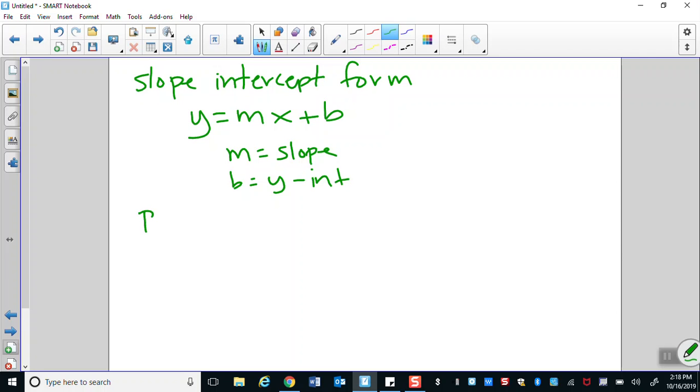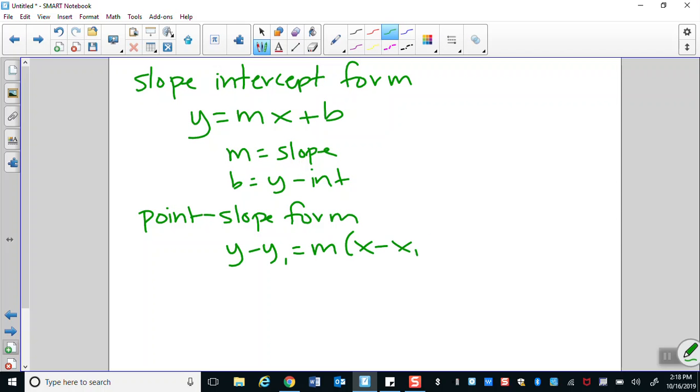Then you should have also learned last year point-slope form, which is a little bit longer: y - y1 = m(x - x1), where m is still your slope, and the (x1, y1) is a point on the line, any point on the line.